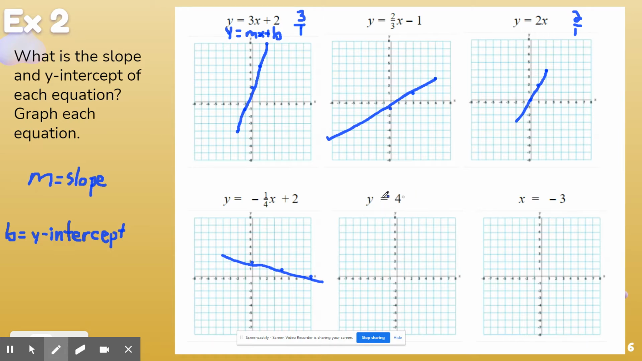When it says y equals just a number, right here is where y is 4. All the way across, it's going to be a straight horizontal line when it's y equals just a number. If it ever says x equals, it means it's going to be a straight up and down line. So you go to -3 on the x line, and then it's going to be whatever that line is, straight up and down.